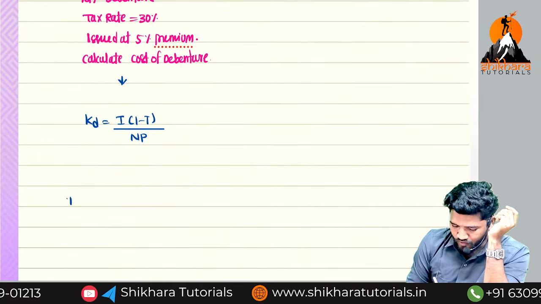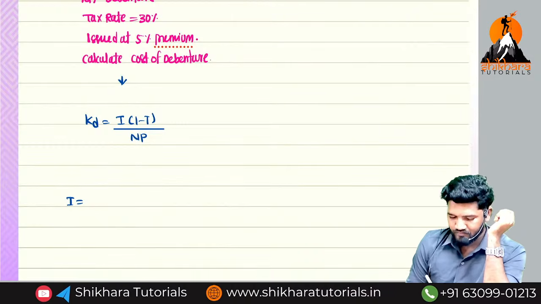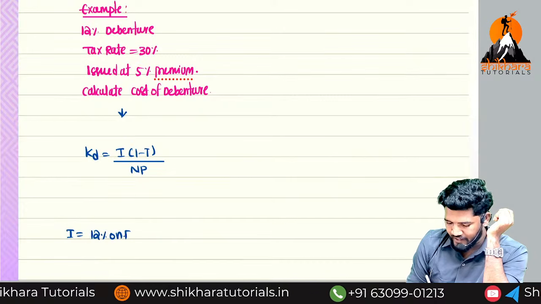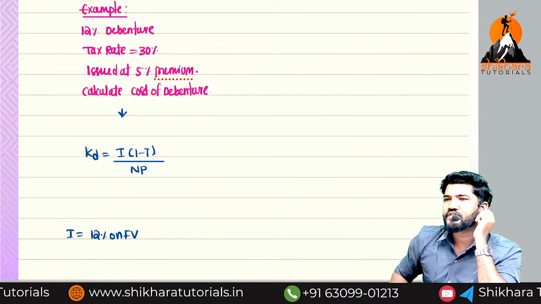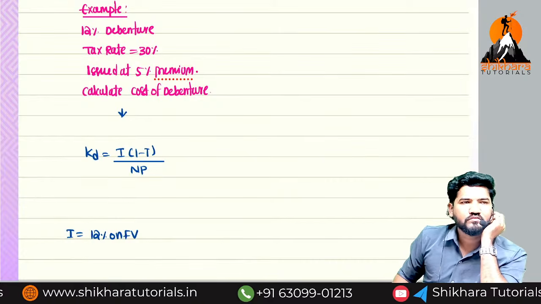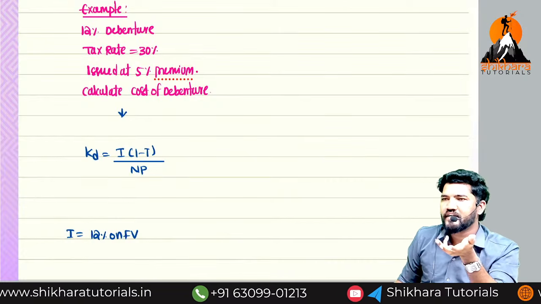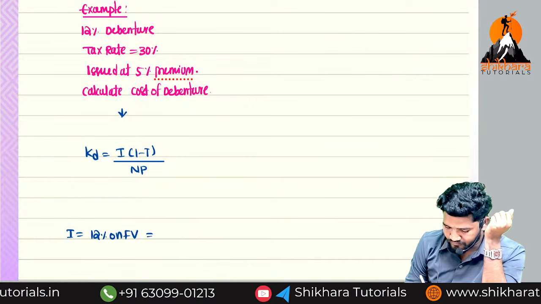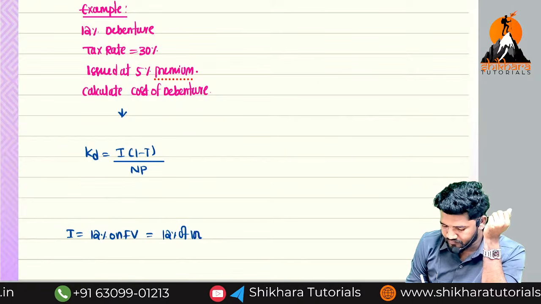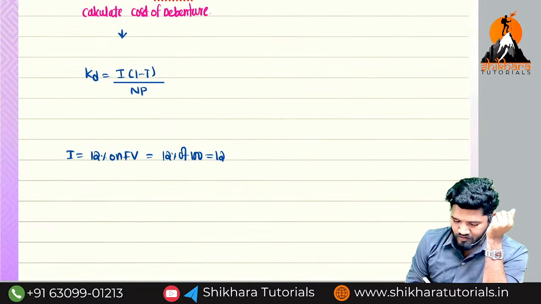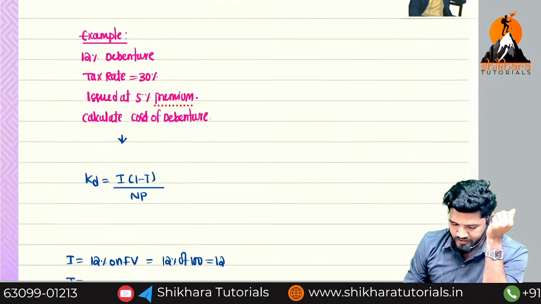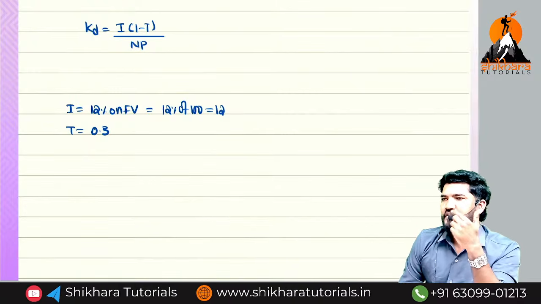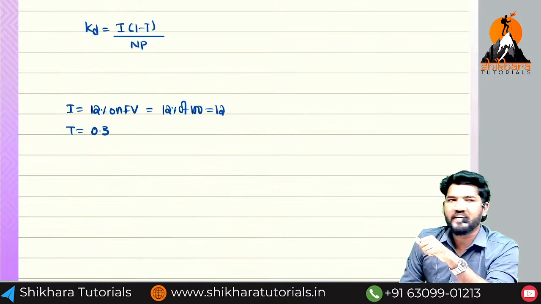Please tell me how to calculate interest. How much percentage? On face value always. 12% on face value. Where is the face value? There is no clue. I said already you need to take a call. What is the face value? 100 rupees. So T we already know, 0.3. 30% is an expression of percentage, 0.3 is an expression of rate.